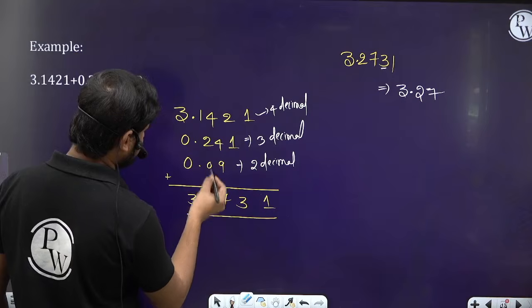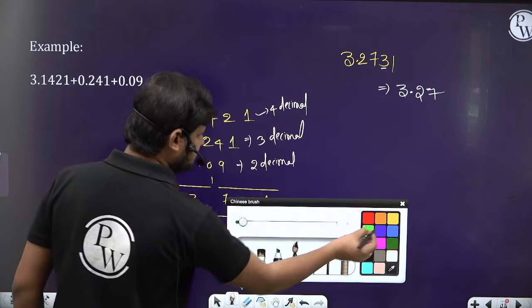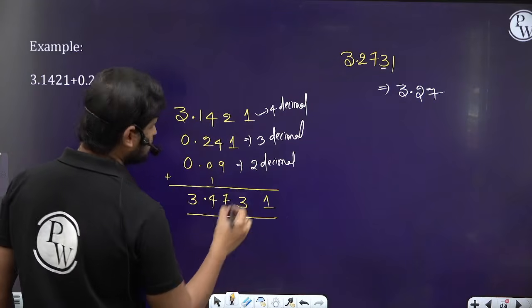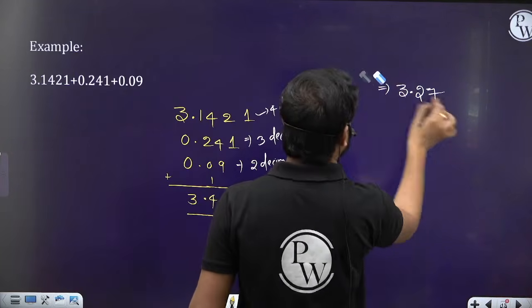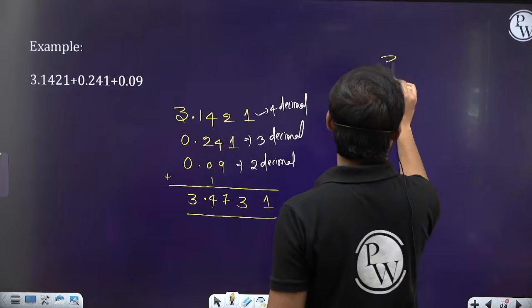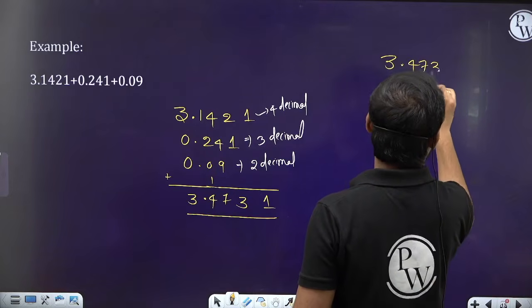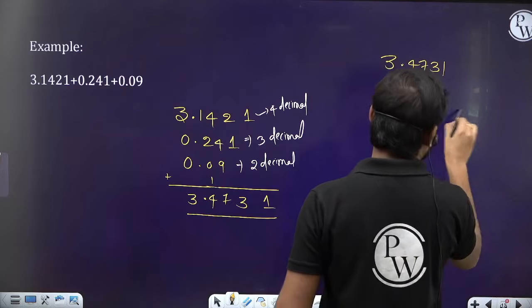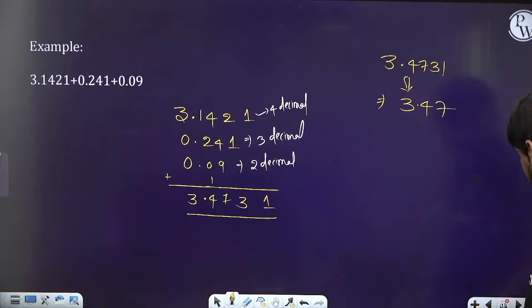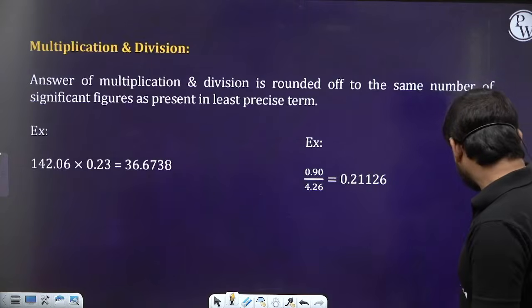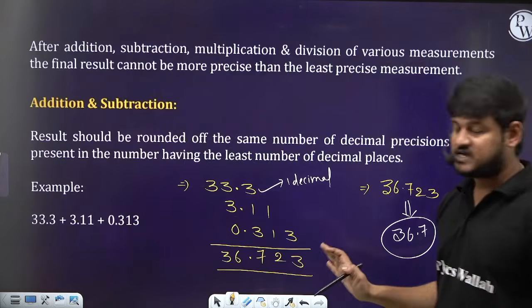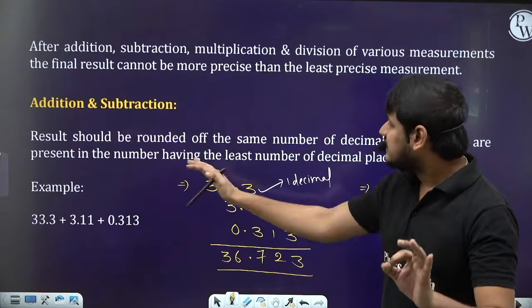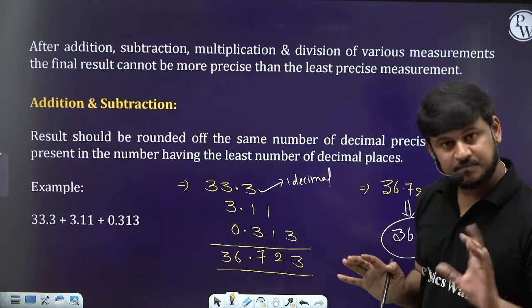Sorry, my bad, calculation mistake. This is 3.4 because 2, 3, 4. So that's why it's 3.4731. Rounded off to 2 decimals, again the same: 3.47 only. Done? Next. So this is in the case of addition and subtraction. In the case of addition and subtraction, the result should be rounded off to the number having the least number of decimal places. Clear?